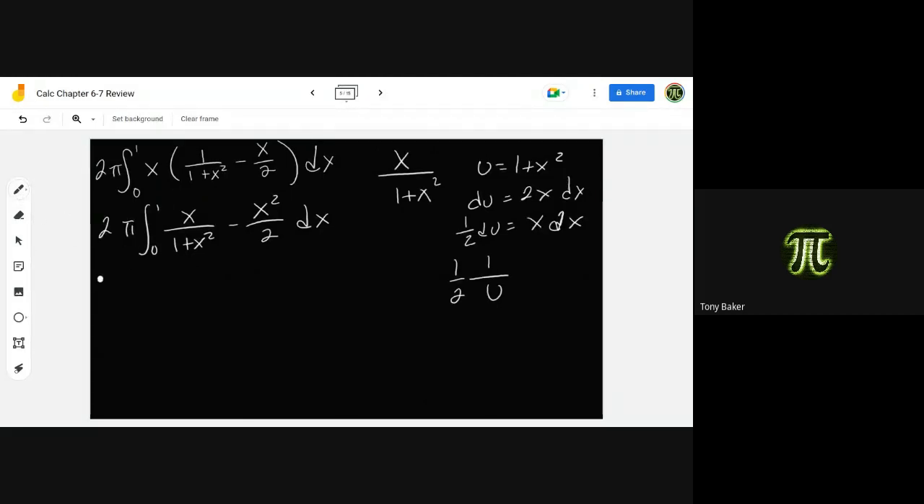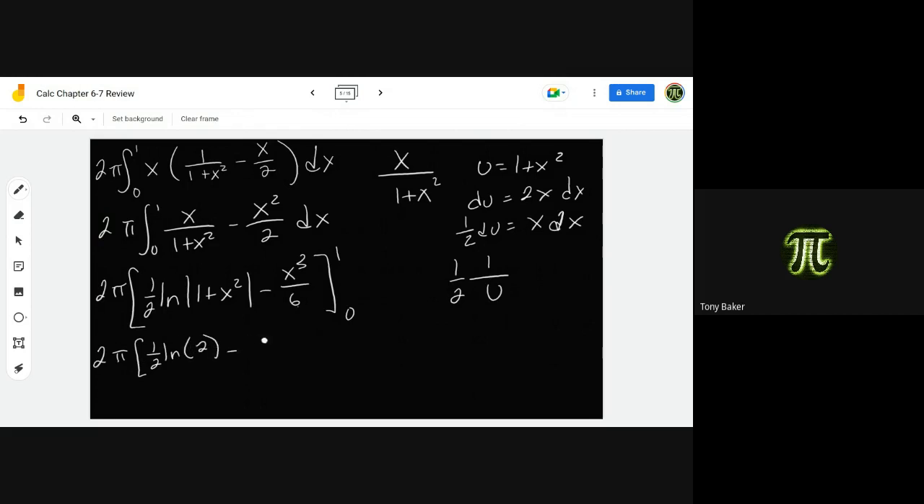Yep. So we've got 2 pi. This is 1/2 the ln of 1 plus x squared. The x squared over 2, that one works out really easily. That's just x to the third over 6. And we're evaluating it from 0 to 1. So I've got 2 pi, 1/2 ln of 2 minus 1/6.